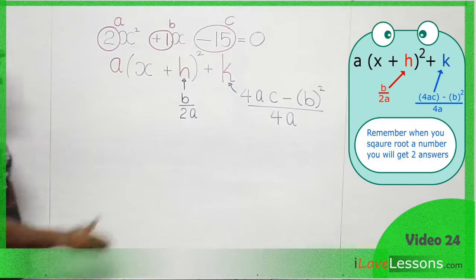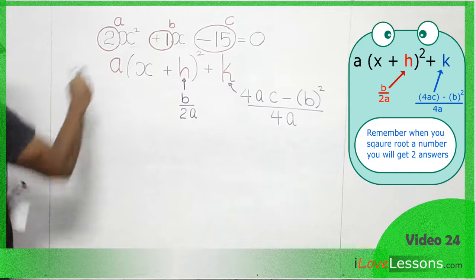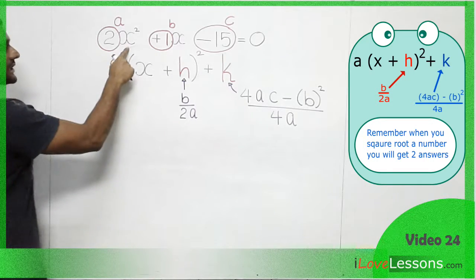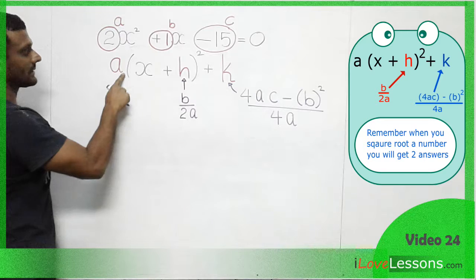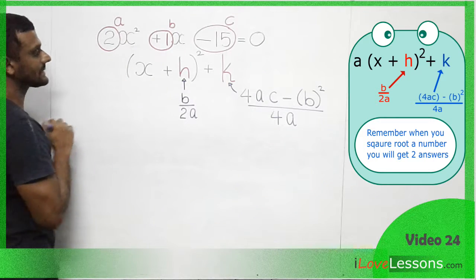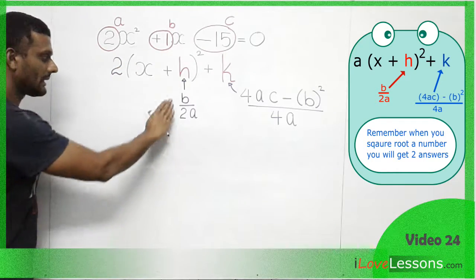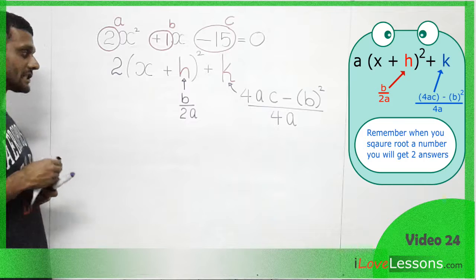So our job is to find a, h, and k. So let's get started. A is pretty easy. A is just the number touching x squared. So a is how much? 2. So we can just erase this a and put what in its place? 2. Let us go ahead and try to find h now.